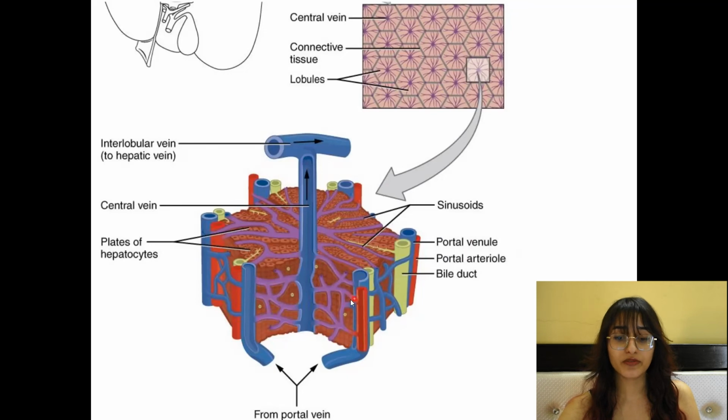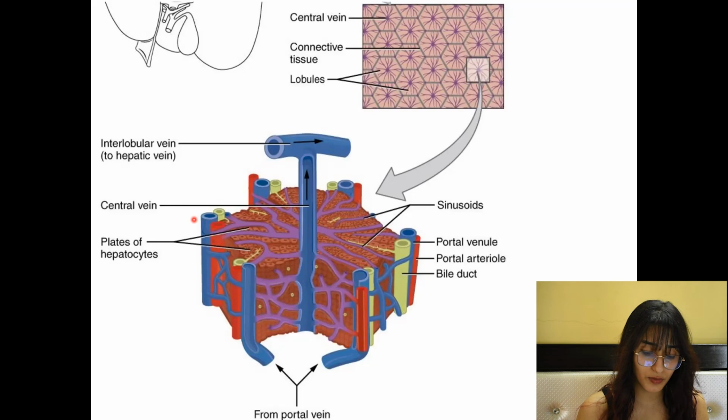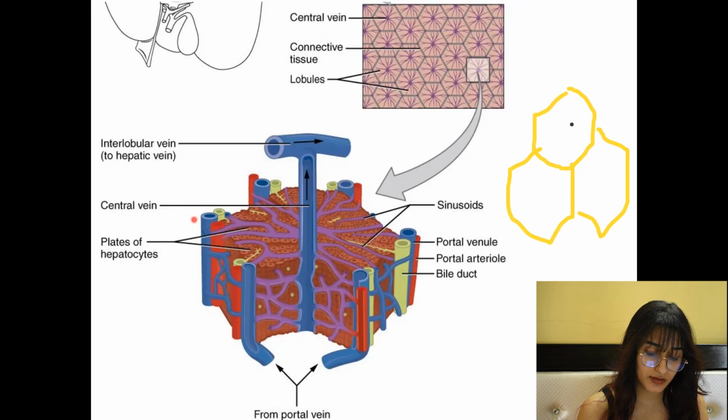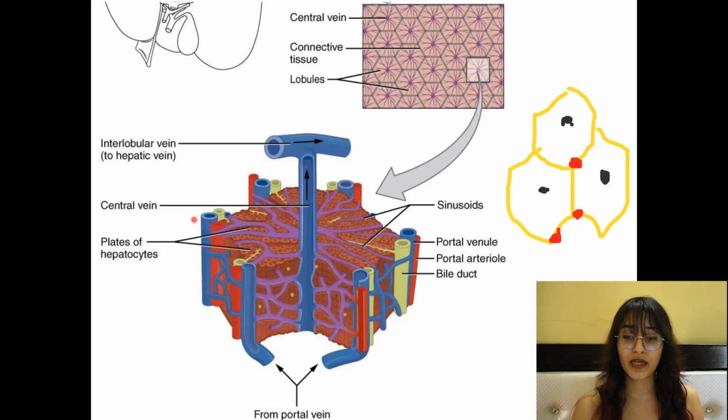So the blood from the portal vein and hepatic artery gets mixed up in the sinusoids, and these sinusoids drain into the central vein. And from the central vein, it is carried towards the hepatic vein. So let's draw one lobule, and let's draw three of them. Please excuse my drawing. In the center was the central vein, and on the periphery was your portal triad. So this was your normal classic lobule, the one in yellow.